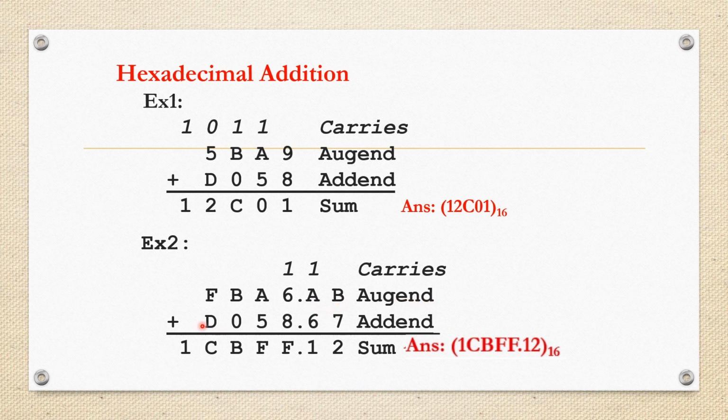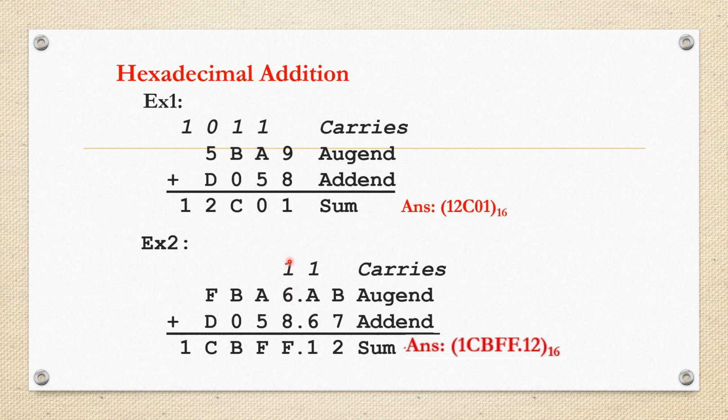FBA6.AB is the augend and D058.67 is the addend. So B is 11. 11 plus 7 is 18. 18 in hexadecimal is 1, 2. 2 here, 1 here. Then 10 plus 1, 11. 11 plus 6 is 17. 17 in hexadecimal is 1, 1.